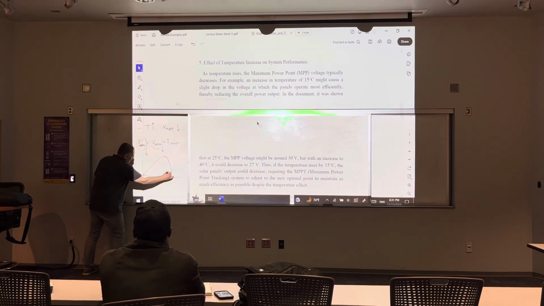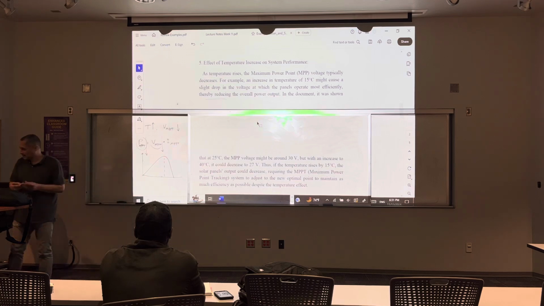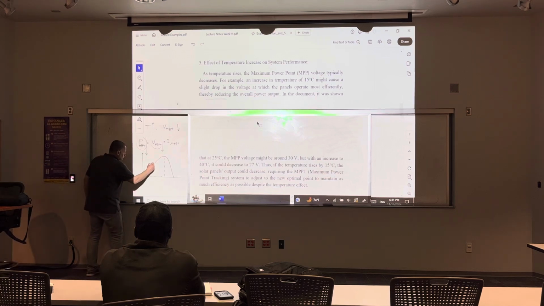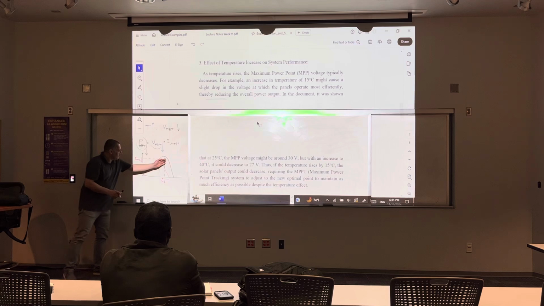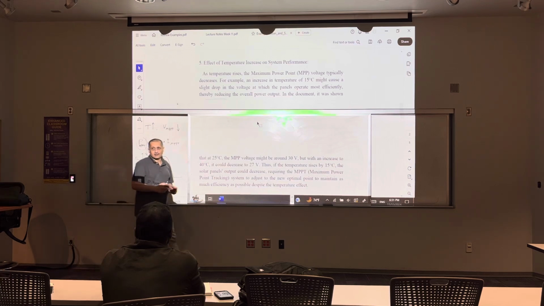So the power max at first is this one, and the power in the second case would be decreased. The voltage decreased, also P max decreased. The curve moved to this point.